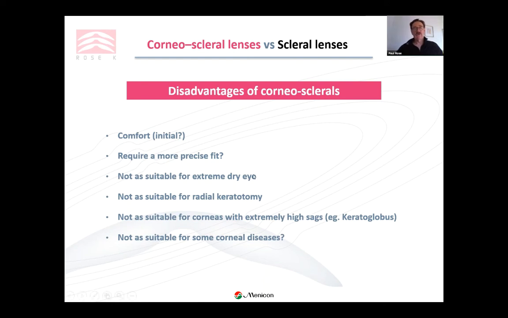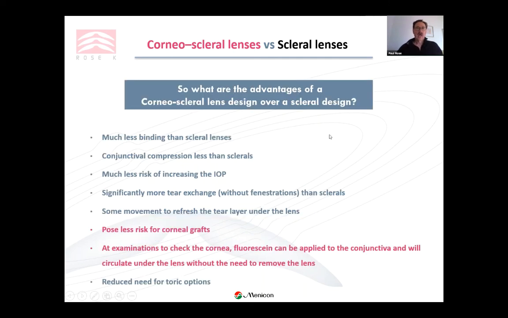They're not as suitable for extreme dry eye, because you want to trap the tears behind the lens. Not as suitable for any condition where you have scars on the cornea, such as radial keratotomy, where you don't want the lens to rest on the cornea. Not as suitable for corneas with extremely high sag, such as keratoglobus. And for some corneal diseases where you don't want to touch the cornea, they're not quite as suitable as scleral lenses.